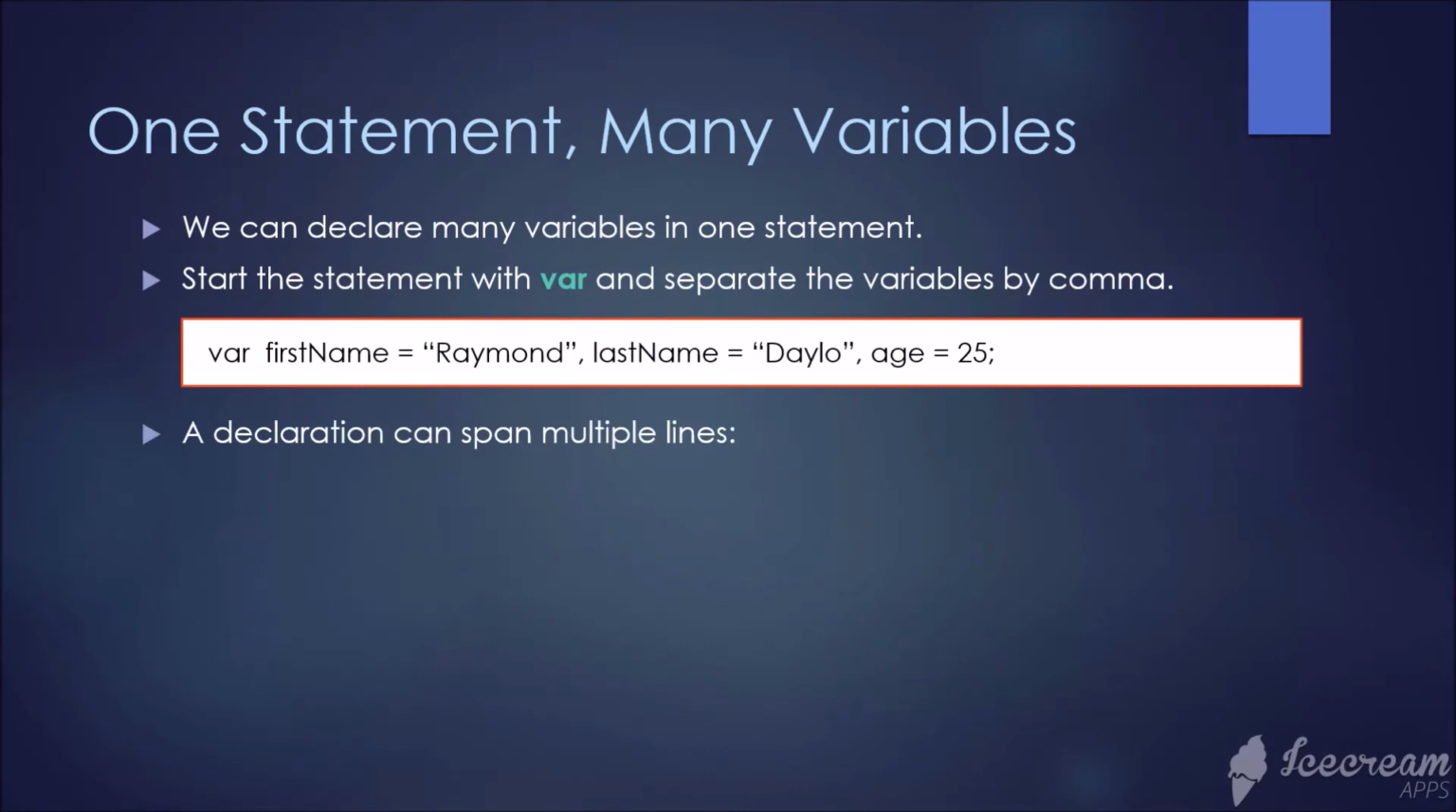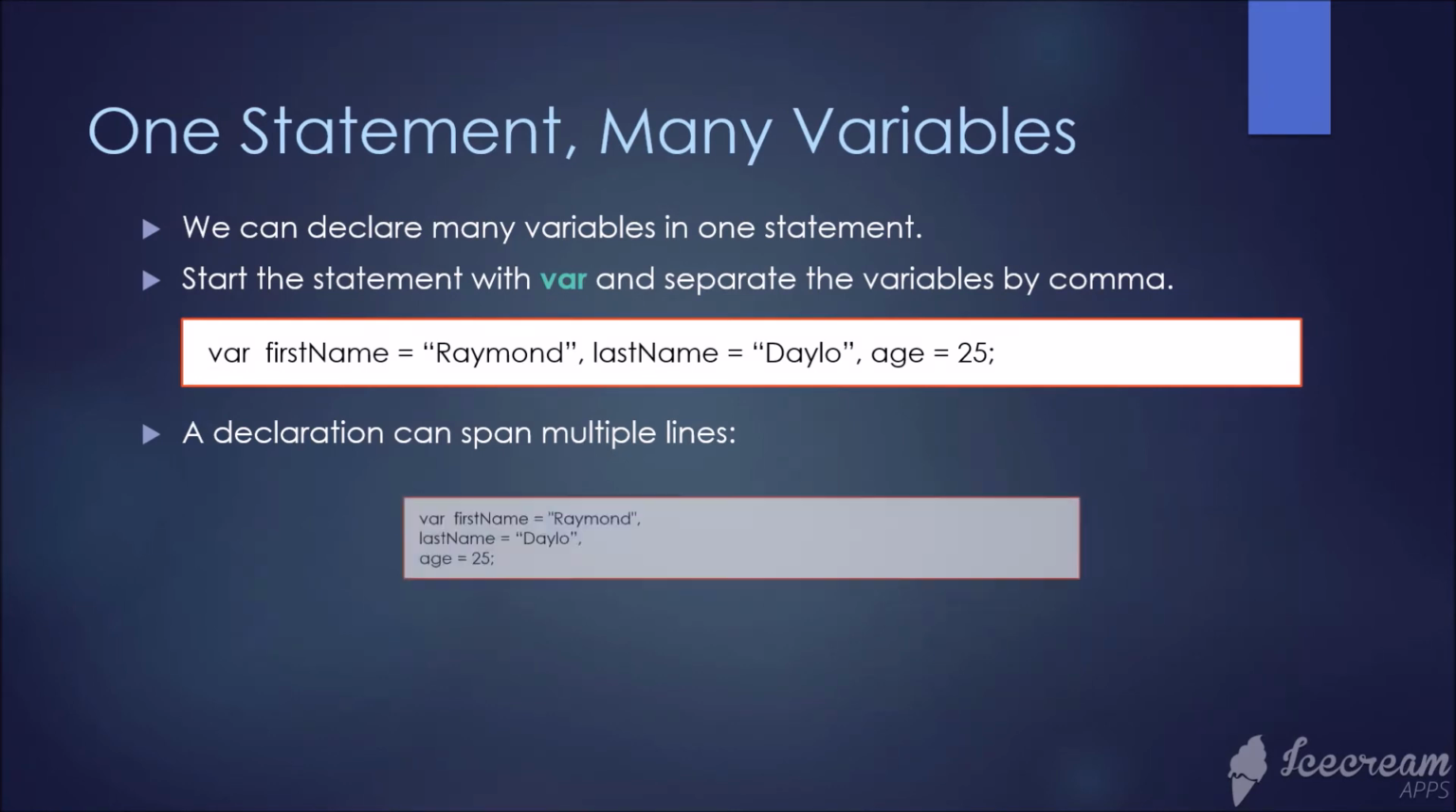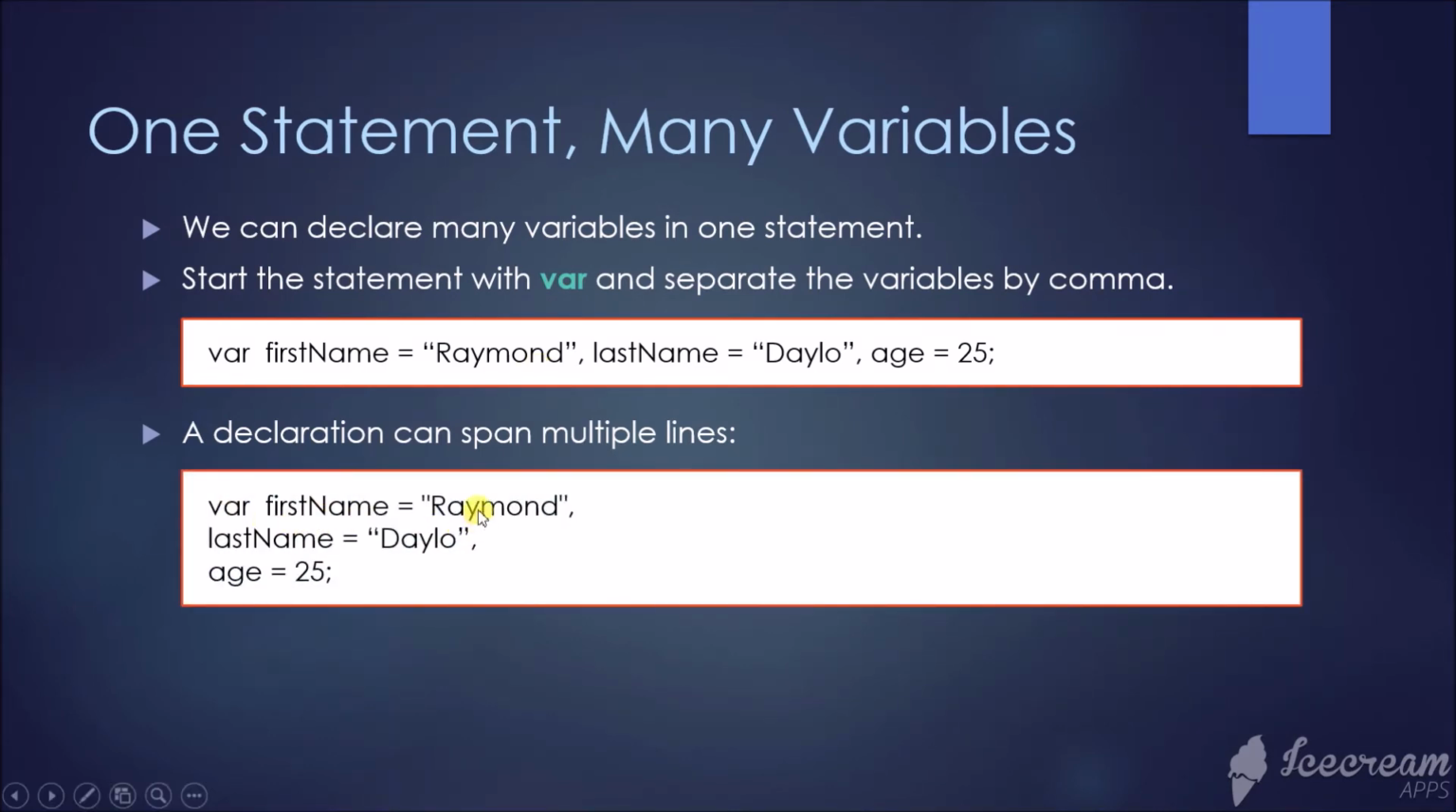Now, a declaration can span multiple lines. Okay, although in a single statement pa rin. So we can have this one. Var, first name, then the value, comma, then new line tayo, or the last name, and the value, and another new line. Comma muna dito, then another new line, then age. Then kung last statement na to, or last part of our statement, then we can end it up with a semicolon. Okay? So that's how we declare variables using one statement lang, but many declaration of variables. Okay?